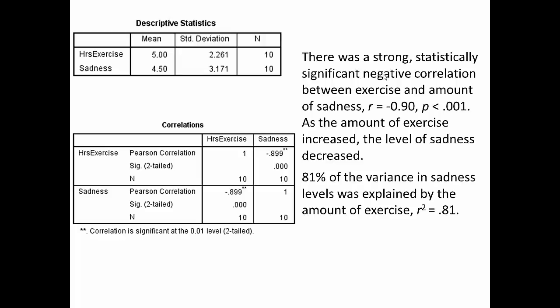I can also tell from my correlation that quite a bit of the variance in sadness levels in my made-up data was explained by the amount of exercise. So I can square my correlation, r squared equals 0.81. And that's a good statement for how to report that. 81% of the variance in sadness levels was explained by the amount of exercise. You can say was associated with the amount of exercise, was attributed to, depends on your research and your background and what your null hypothesis said.